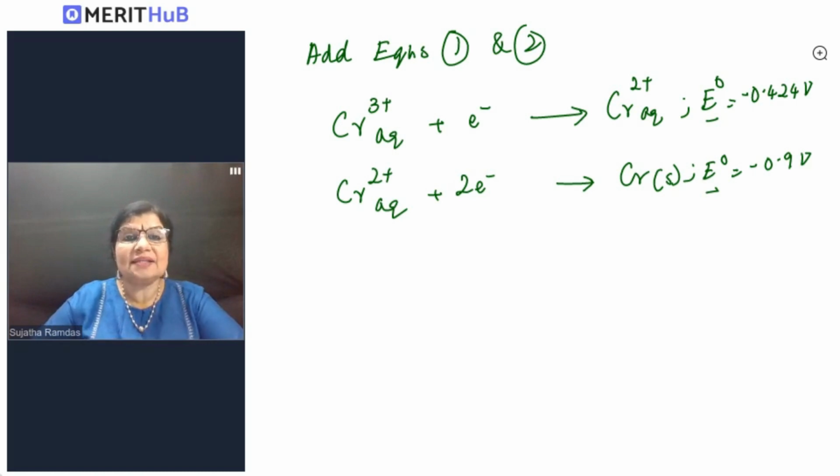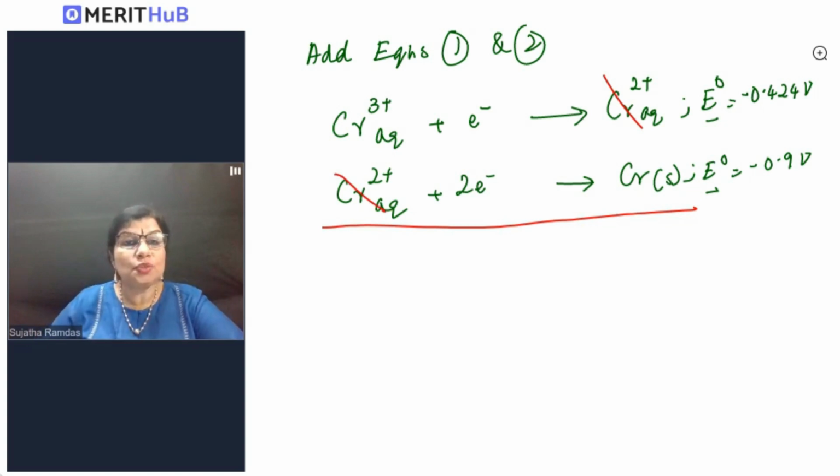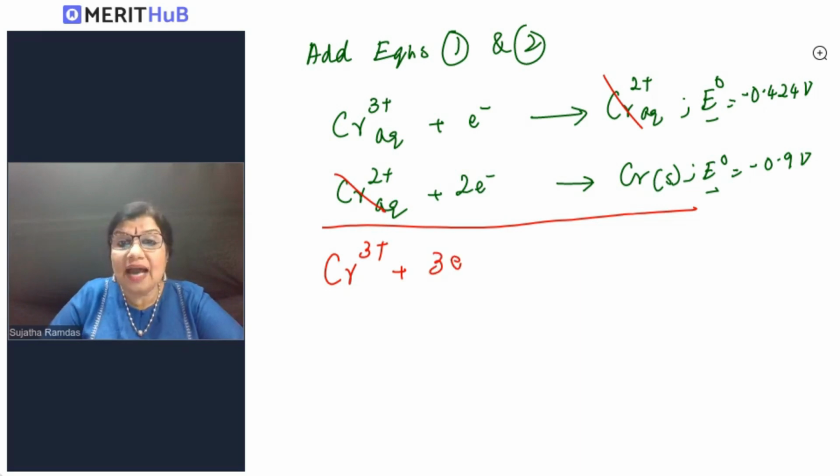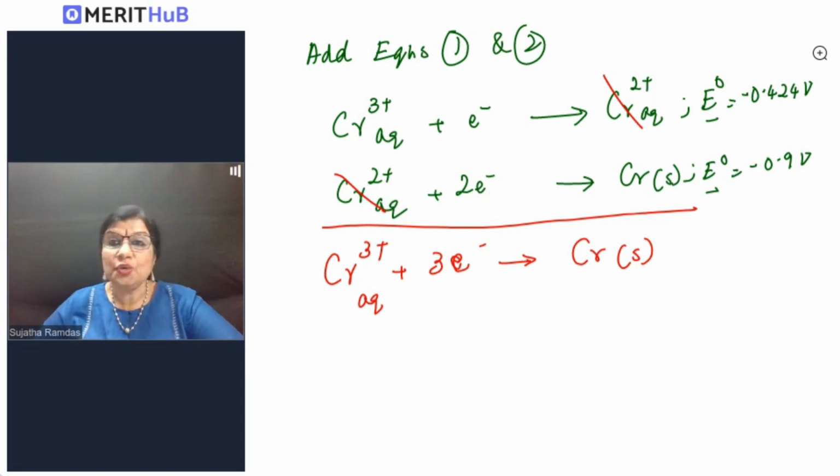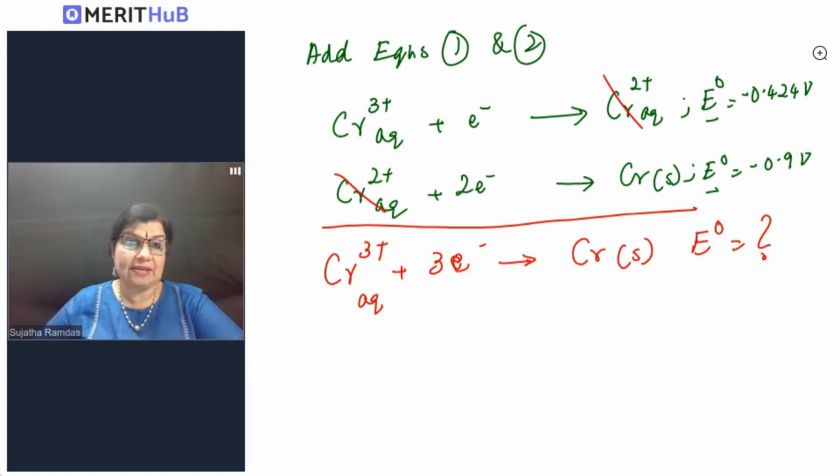Now let's add the two equations. When we add the two equations, Cr2+ aqueous gets cancelled and we will arrive at the desired target equation: Cr3+ aqueous gaining 3 electrons to give you chromium solid. Just because you added the two equations, you cannot add the two reduction potentials. You need to find out the reduction potential of this target equation. This is what you need to find out ultimately, but you cannot get this by adding these two.